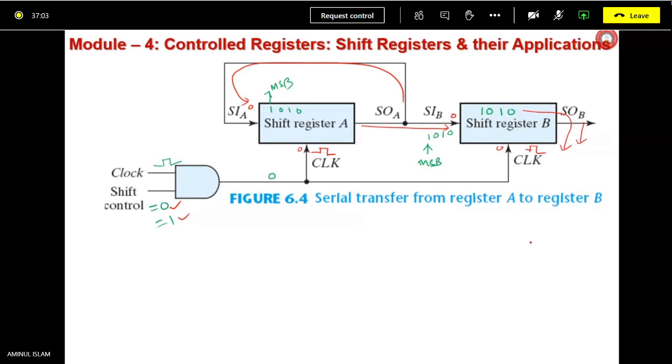Then in the next 4 clock pulses, A is going to have the same thing that was stored earlier, and B is also going to have the same bits again. It is not going to lose anything. It is giving out but containing the same content of register A only. Anyway, it's very simple. Let us go to the next topic.